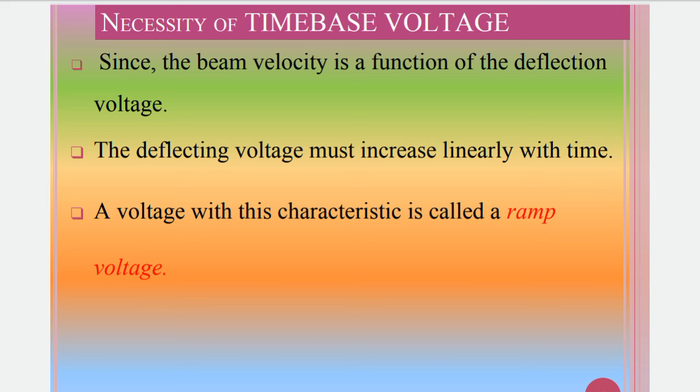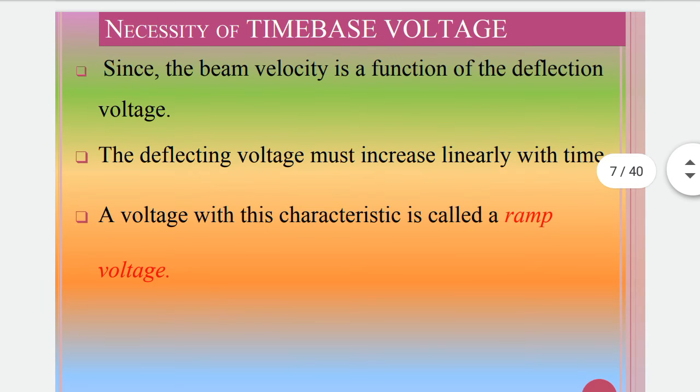So, a voltage with this characteristic is called ramp voltage. That means in CRO, to display the waveform, we need a ramp voltage. That ramp voltage is a function of deflecting voltage. This deflecting voltage increases linearly with time.